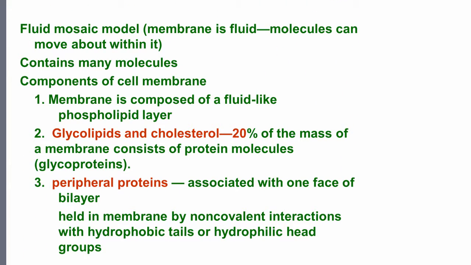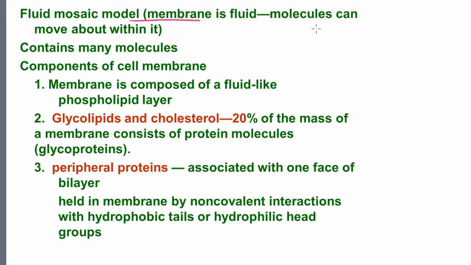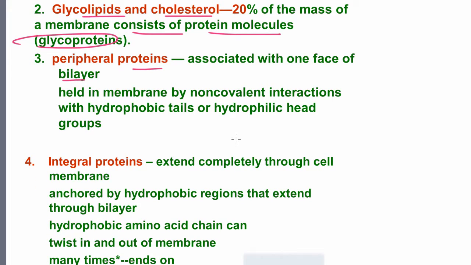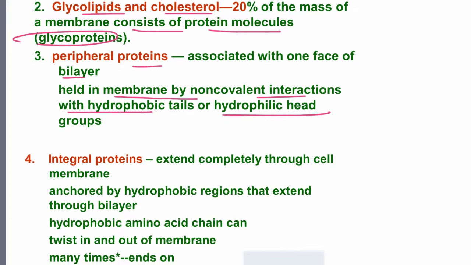Okay, so here I just talk about the fluid mosaic model. This means molecules can move about within it. It contains many molecules. We already said the membrane is composed of a fluid-like phospholipid layer, glycolipids and cholesterol. 20% of the mass of the membrane consists of protein molecules or glycoproteins. And again, we said peripheral proteins are associated with one face of the bilayer, and that they're held in the membrane by non-covalent interactions with hydrophobic tails or hydrophilic head groups.